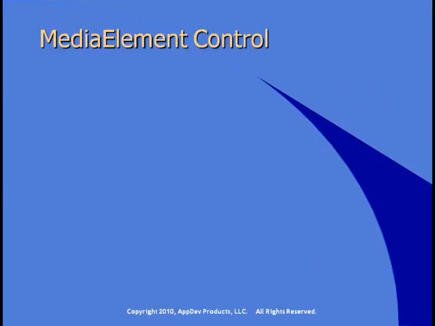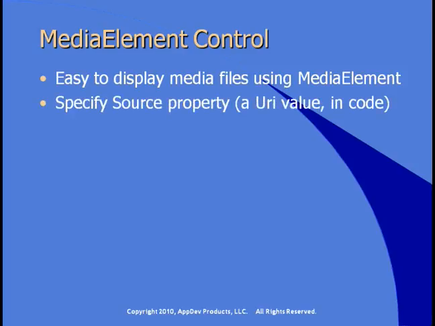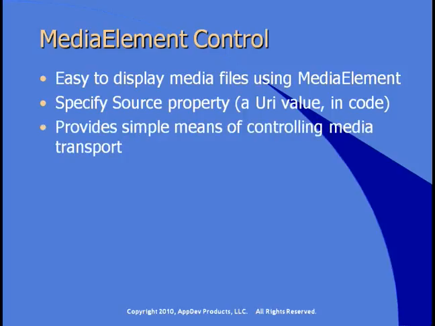Finally, we'll look at the media element control. It's easy to display media files using the media element control, and you can use it to play audio or video files. You must specify the source property, and if you specify it in code, that must be a URI value, not a string. A URI represents a path to an actual file resource. It provides a simple means of controlling the media transport. You can play, pause, stop, and so on.